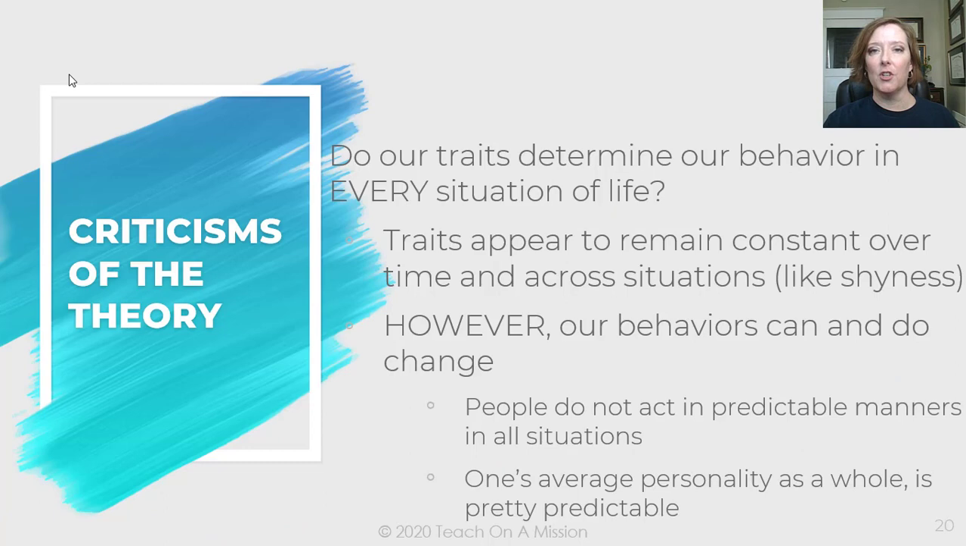As we're finishing up our discussion on this theory of personality, it's important to look at criticisms of the theory. Criticisms include the question, do our traits determine our behavior in every situation of life? Traits do appear to remain constant over the lifetime and across situations like shyness. However, our behaviors can and do change. People do not always act in predictable manners in all situations, although one's average personality as a whole is pretty predictable. And that is it for the trait theory of personality.